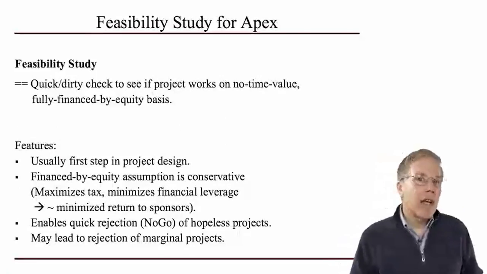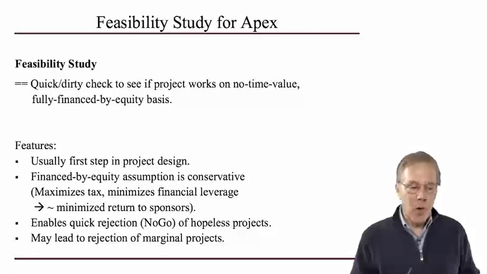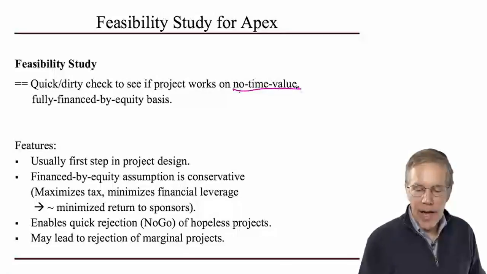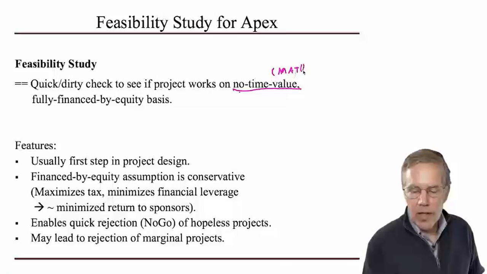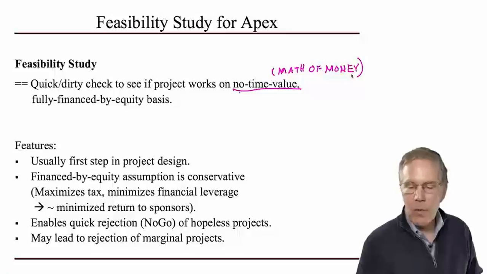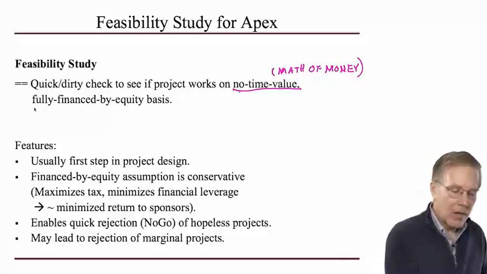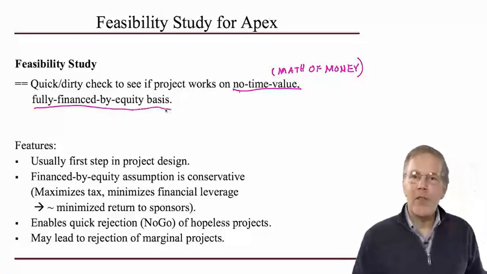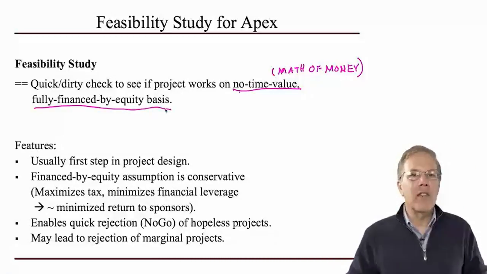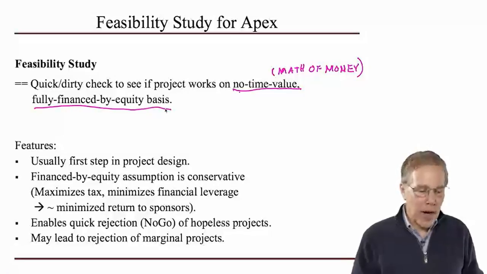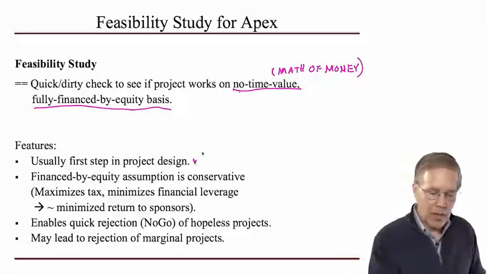Okay, so again, first thing CAG is going to do is a feasibility study, which is our quick and dirty check to see if this project might work without considering any time value, or as Professor O'Dea has already taught you, the mathematics of money. Okay, so we won't even need any time value of money considerations, and they're also going to do what we call fully financed by equity basis. That means the whole project would be financed out of CAG's own funds, without taking out any construction loans or anything else. As I say, this is usually our first step.